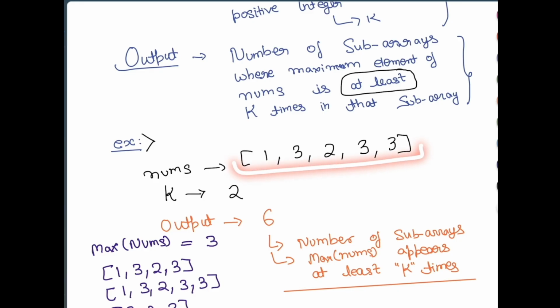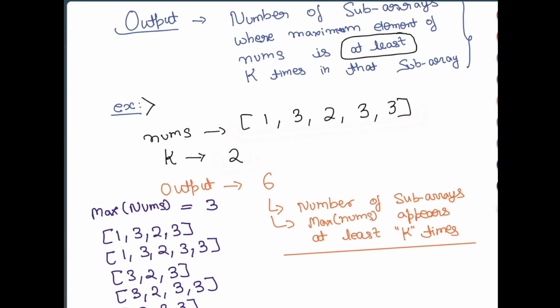If this is your given input and this is the value of k, the output in this scenario will be 6. What is this 6? This 6 is the number of subarrays we have in our array nums such that the maximum element of nums appears at least k times in those subarrays. So there are 6 subarrays in this array such that the maximum element, which is 3, in the given array nums, appears at least k times, that is at least 2 times in those subarrays.